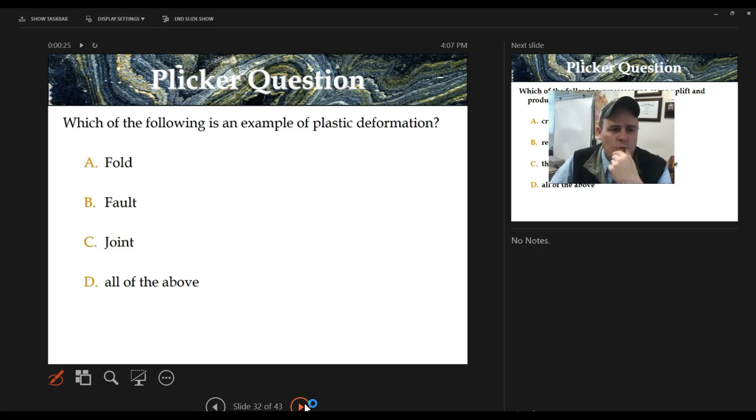Okay, so which of the following here is an example of plastic deformation? Let's just review real quick. Now remember, a joint is something that just breaks apart. Okay, no movement along it, so that's your joint. A fault here is one that actually has movement along it. So the right answer is up here. It's the fold. It's the one where you have bending, right? That's ductile deformation or plastic deformation, just like my silly putty.